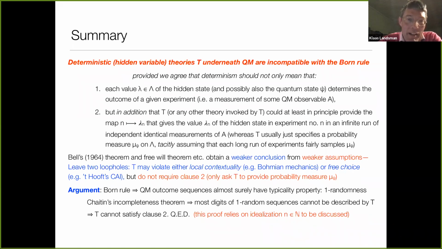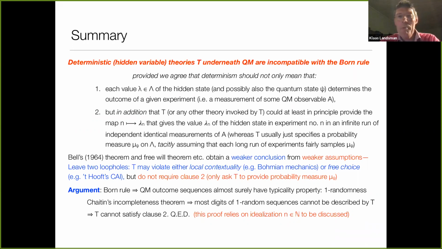But in addition, I require determinism to mean that the theory T, or any other theory invoked by T as an oracle, so to speak, could at least in principle provide the map that gives the value of the hidden variable or hidden state in any given experiment. And this is in fact not what typical hidden variable theories do, not even those called deterministic.